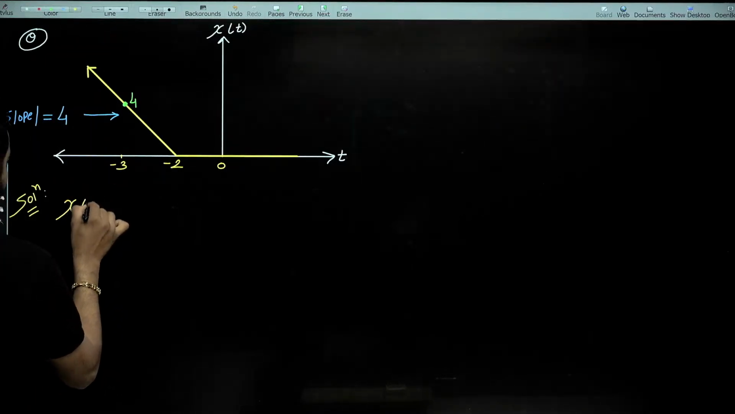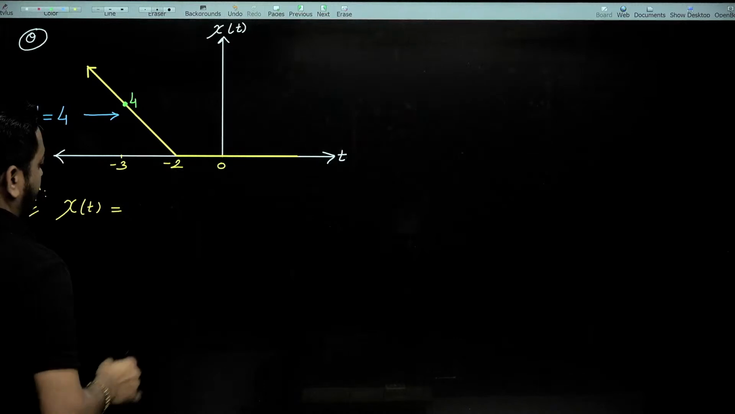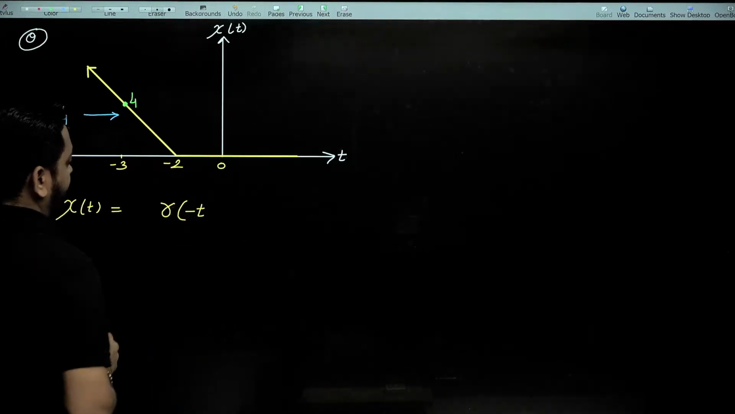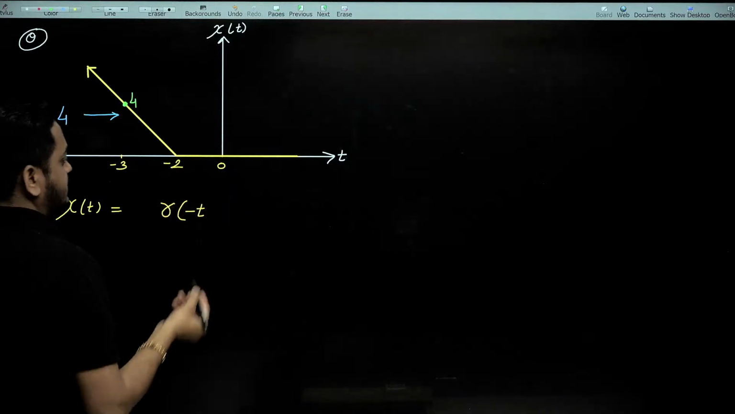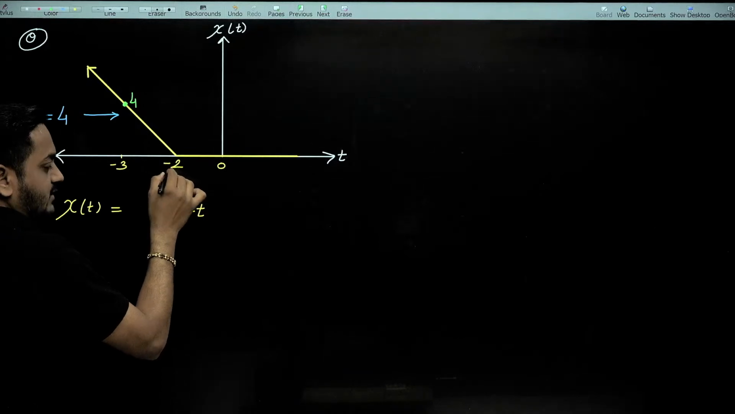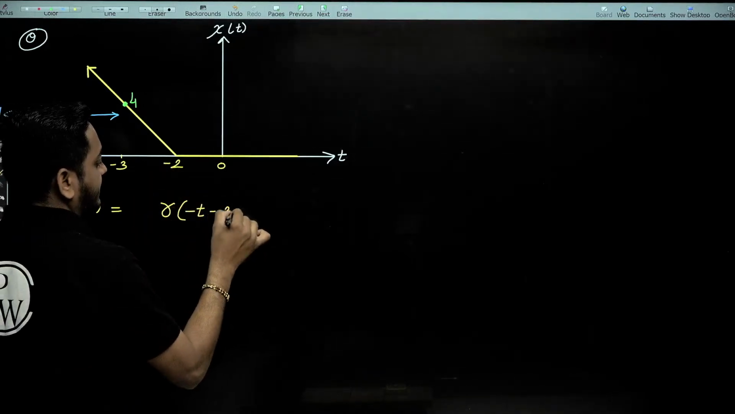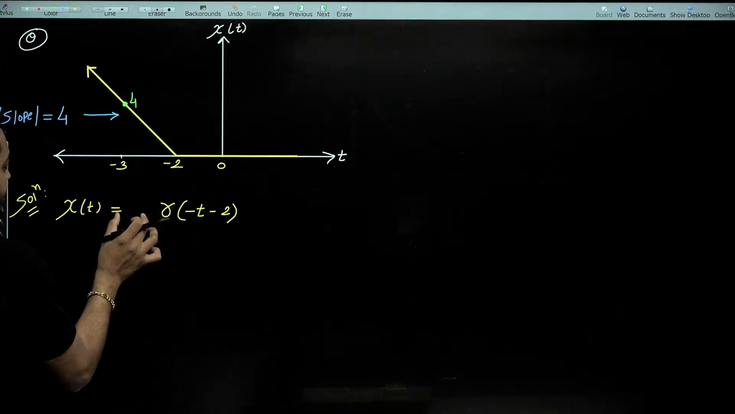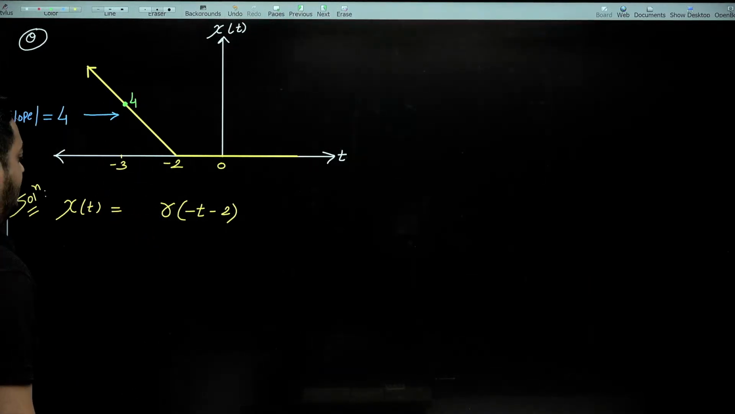So x of t is equal to r, a left hand side signal, so that's why -t. Starting from -2, so... left hand side signal, the starting point will have the same sign. So -2 is there. And what about here, guys? Is it +4 or -4? Now tell me, what do you have to write?